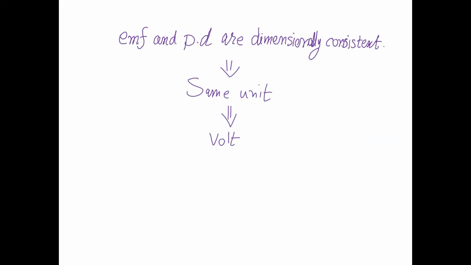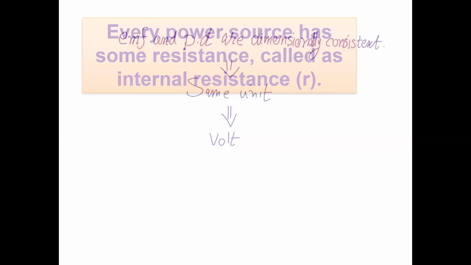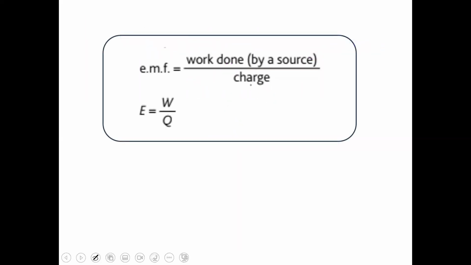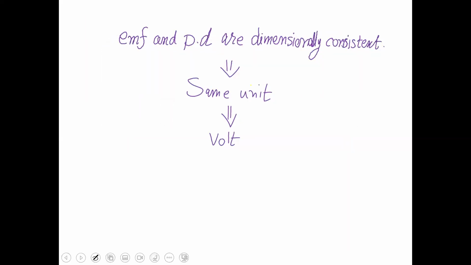EMF and PD are dimensionally consistent. They both have the same unit. They have the same unit volt, but theoretically they are not the same. They are different. After copying the formula, you have to copy down this screen. Our concept is that the unit of PD and the unit of EMF are the same.